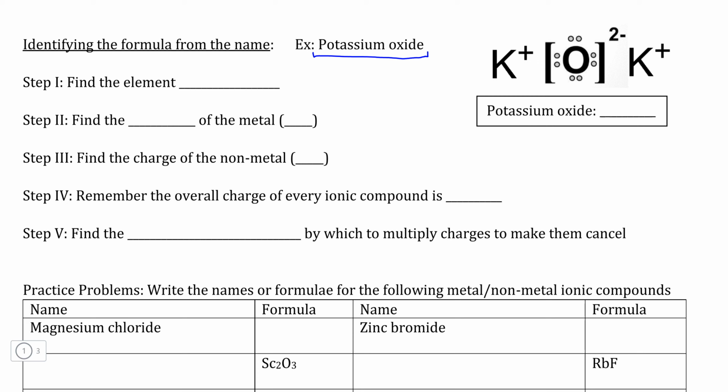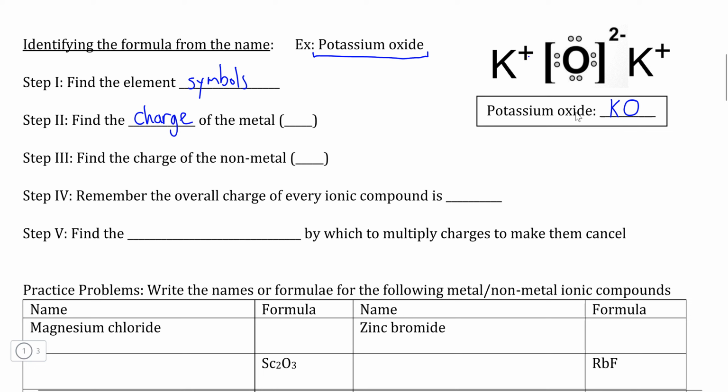So the first thing that we need to do is we need to find the element symbols rather than the names from the periodic table. So potassium is one of the weird elements where the symbol doesn't match the name at all. The chemical symbol for potassium is K, and the chemical symbol for oxygen is a nice and predictable O. So we know that potassium oxide is going to have a specific number of potassium and a specific number of oxygen in it.